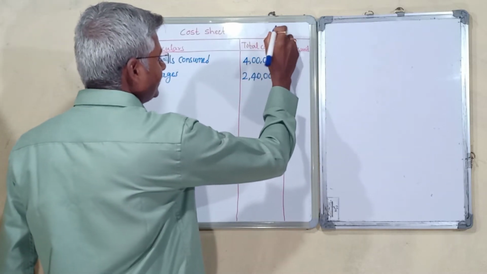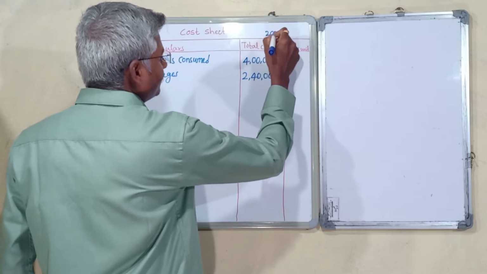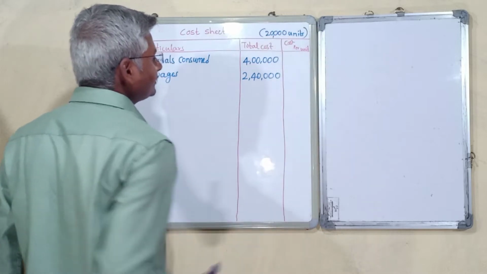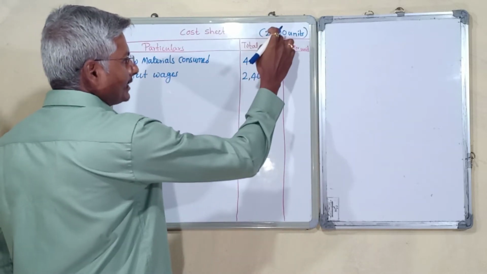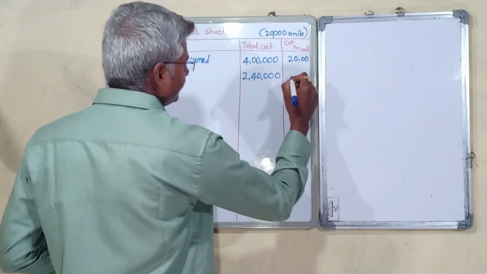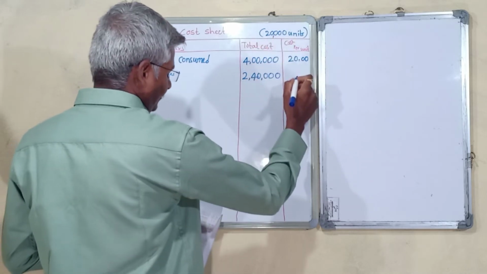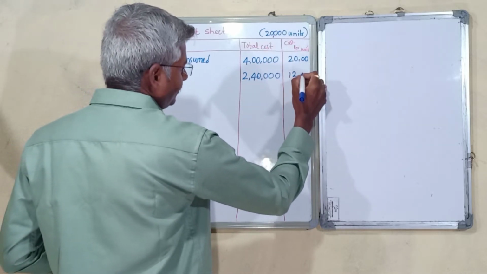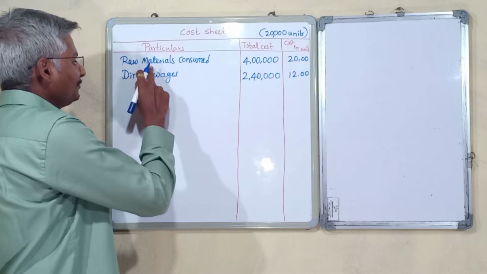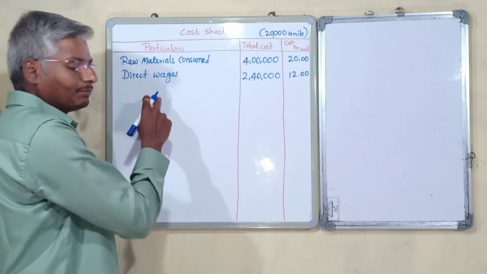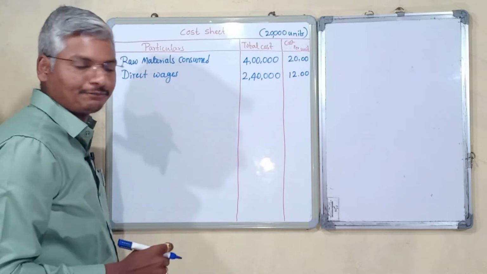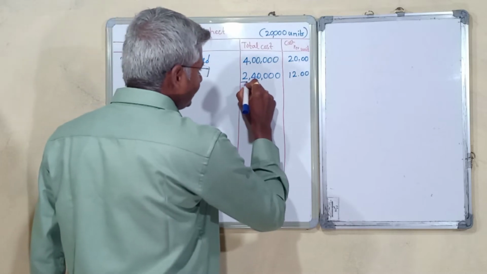So I will write it here for your reference, that is 20,000 units. So 4 lakh divided by 20,000 is 20 rupees per unit. 2 lakh 40,000 divided by 20,000 is 12 rupees per unit. So here there are two, direct raw materials consumed and direct wages, and one more thing we need to add here, that is direct expenses, but in the problem they have not mentioned direct expenses, so we need to add these two.